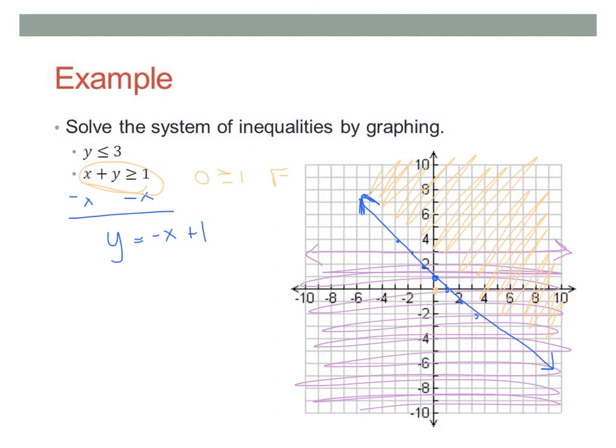And by the way, I would suggest you shade as you go. Do not wait until you get to the end and try to figure out where to shade. Shade each line as you graph it. So then what we need to do is come in and shade darker where they overlap. And so right here then is where these two overlap.